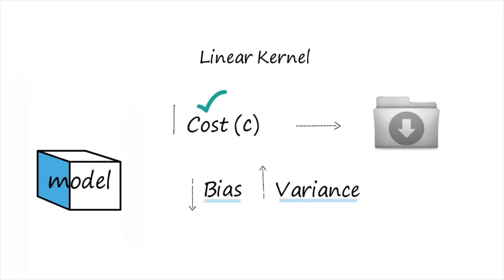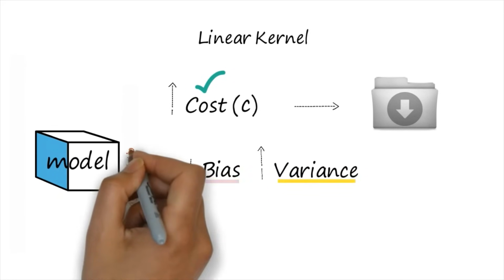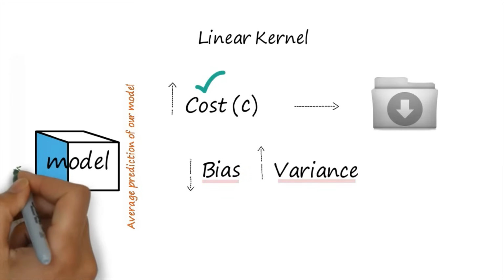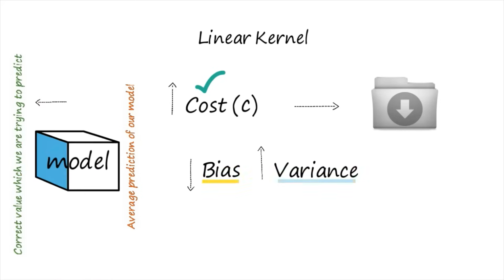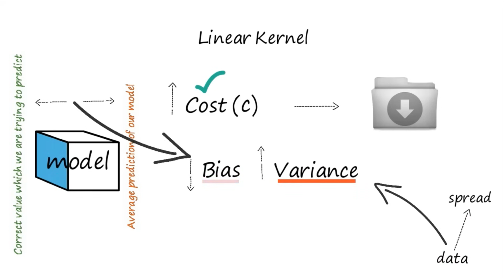So here the bias means the difference between the average prediction of our model and the correct value which we are trying to predict. So this difference is known as bias. And now what is variance all about? Variance is the variability of the model prediction for a given data point or a value, which tells us the spread of our data. So it is concerned about the spread of our data.